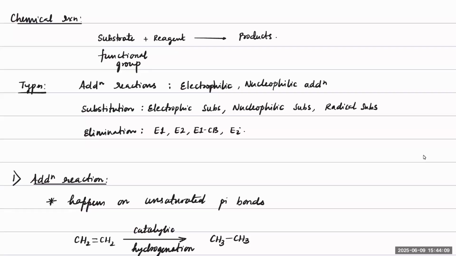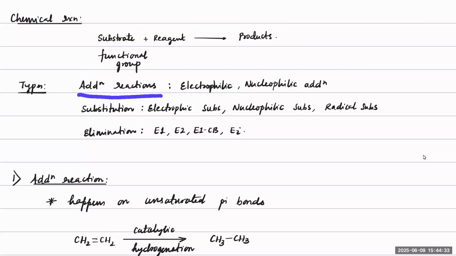See, when it comes to reaction mechanism, the basic terms you need to know are substrate, reagent, and product. A substrate is something which has a functional group, which could be alkyl halides, alcohol, carboxylic acid, amines, something of that sort. Okay.